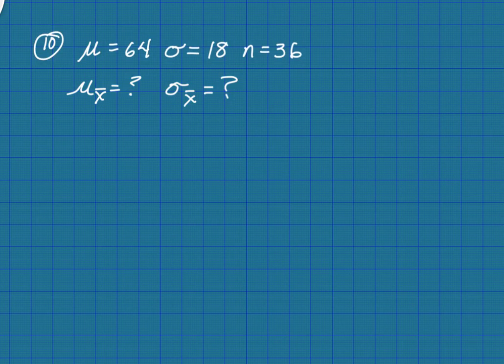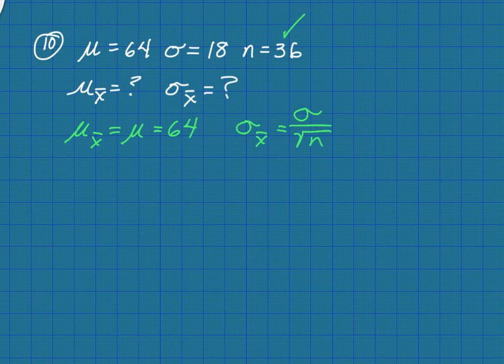So the first thing we have to ask ourselves is, is the sample size large enough for us to use the techniques we just talked about? Is it greater than 30? Yes, so we can move on from there. Now, since we have established that, and since we know the mean of the population, mu sub x bar just equals mu, and that's equal to 64. And the standard error of the mean will be equal to the standard deviation divided by the square root of the number in our sample.